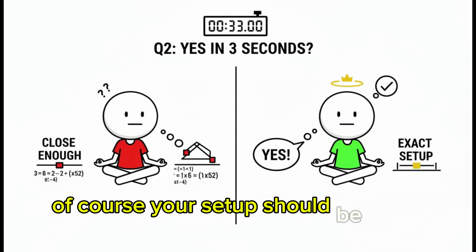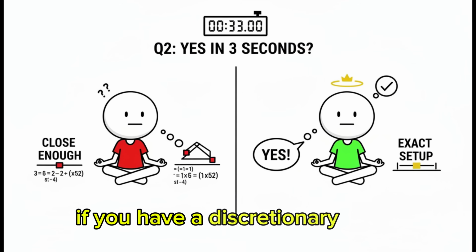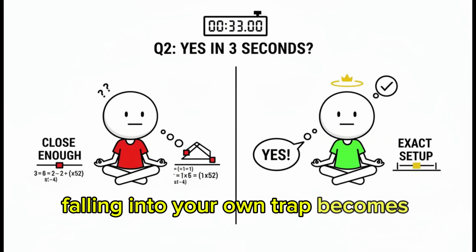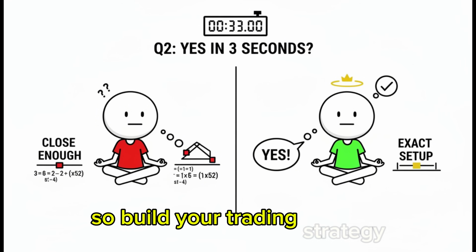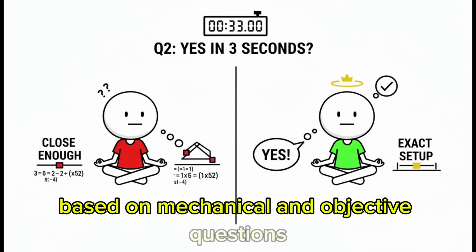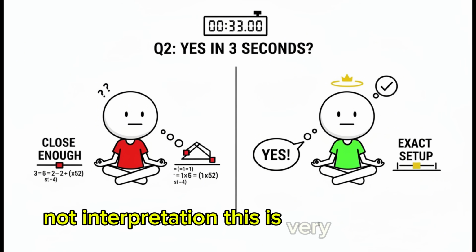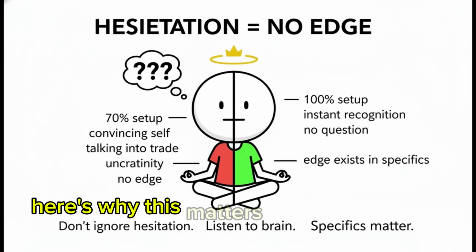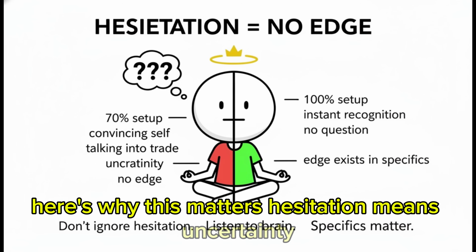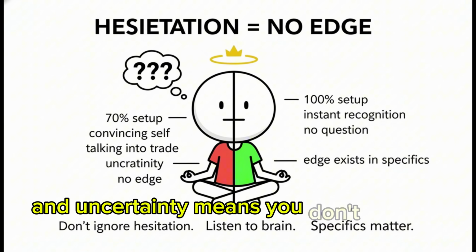Of course, your setup should be quite mechanical. If you have a discretionary setup, falling into your own trap becomes inevitable. So build your trading strategy based on mechanical and objective questions, not interpretation. This is very important. Here's why this matters. Hesitation means uncertainty, and uncertainty means you don't have an edge.